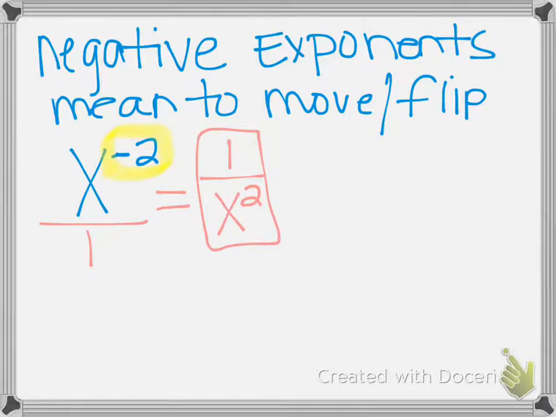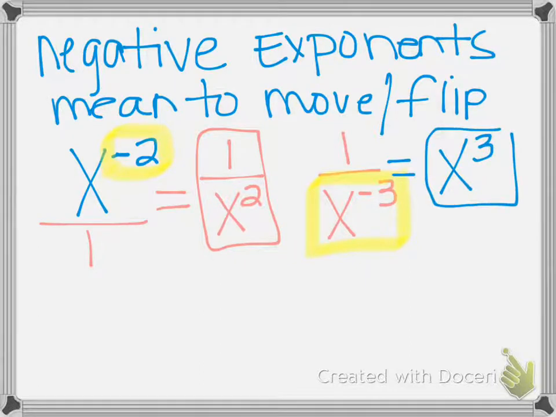The same way, if I have 1 over x to the negative third, I have a negative exponent in the denominator. I cannot have a negative exponent in my simplified expression, so this is going to switch and it's going to become positive x to the third. I could write it over 1 if I wanted to, but I don't have to.